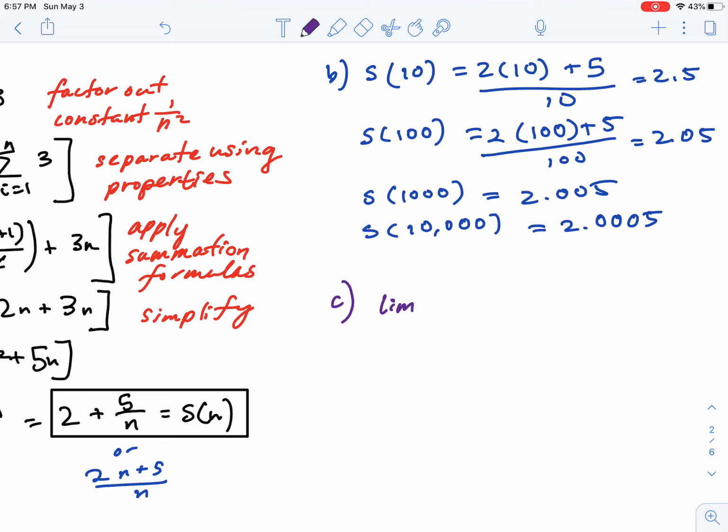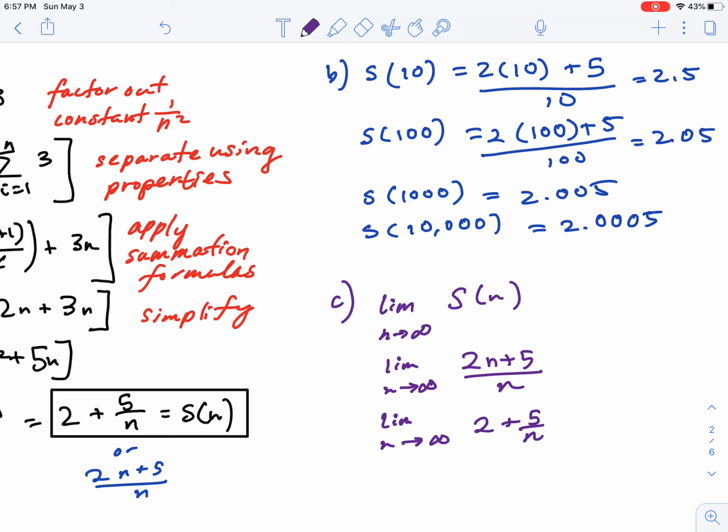All right, and part C is what I think might be the easiest part, is we're just going to find the limit of S of n now as n approaches infinity. So we're going to find the limit as n approaches infinity of our S of n, which is, again, the limit as n approaches infinity of 2n plus 5, all of this over n. Well, what is that? In this case, it probably makes a whole lot more sense just to divide everything by n. So now we've got 2 plus 5 over n. So as n approaches infinity, this is going to approach 0. So all of this is just equal to 2.